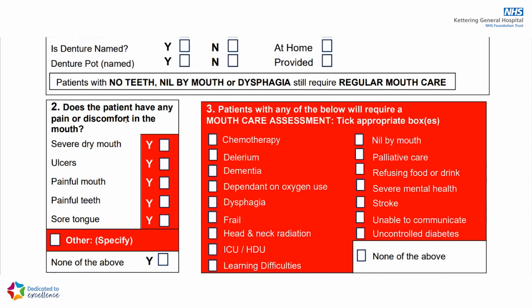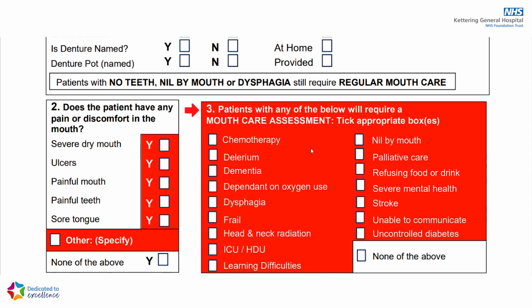So we're going to ask the patient or assess, does the patient have any pain or discomfort in the mouth? In this case, the lady can communicate, so we can ask these questions. And in her case, she does have a severe dry mouth, so we're going to put a tick next to the yes box. If when you're assessing a patient, none of the above apply, then we're going to tick here.